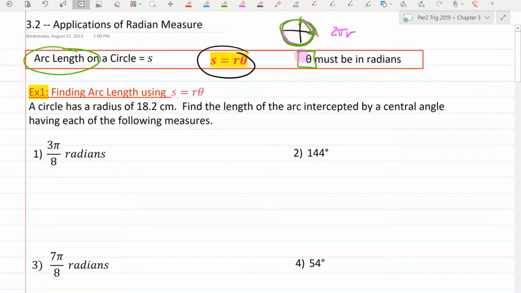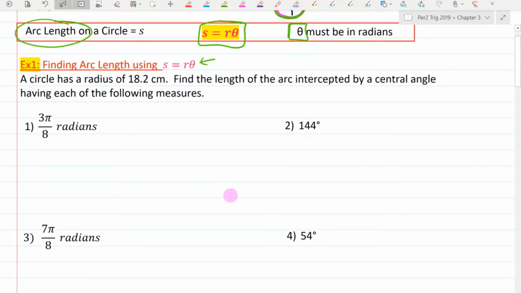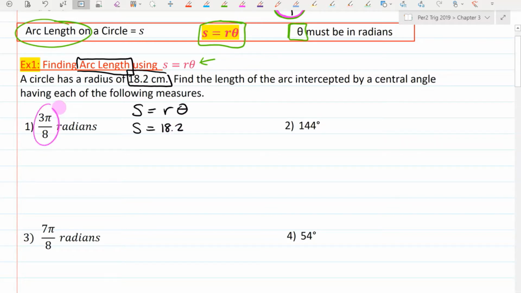Theta has to be in radians. Make sure you have a calculator ready because we're going to be doing stuff using your calculator. You can use decimals on these. We just need to make sure that the theta, the angle, is in radians. The formula is S is equal to R theta. S is arc length, by the way. R, the radius, is 18.2, and theta is 3 pi over 8.